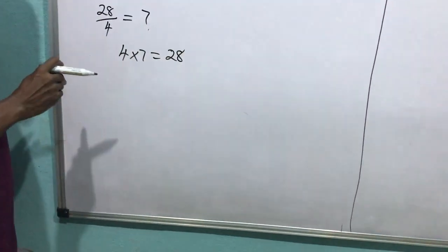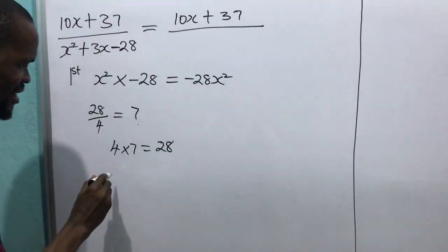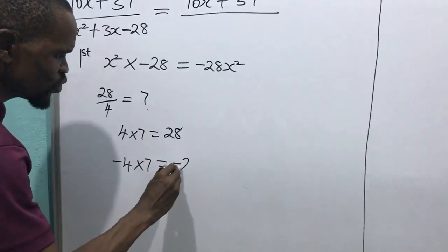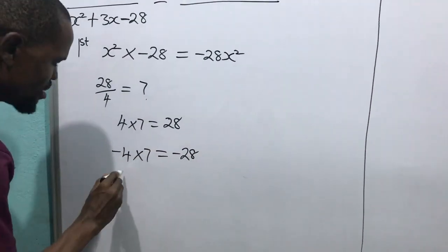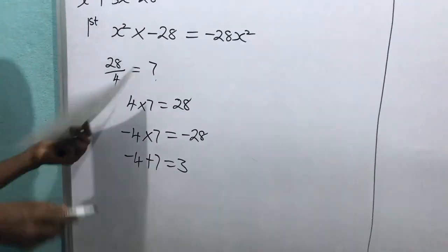Have you seen what I get? But what I'm looking for is minus 28. I can now say that minus 4 times 7 will give me minus 28. Then minus 4 plus 7 will give me 3. That means I have arrived at what I want.